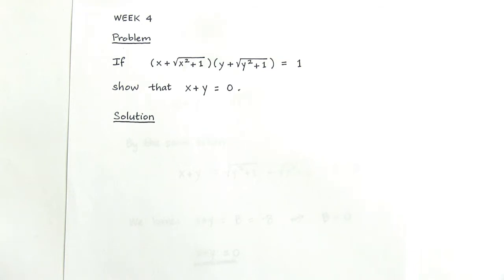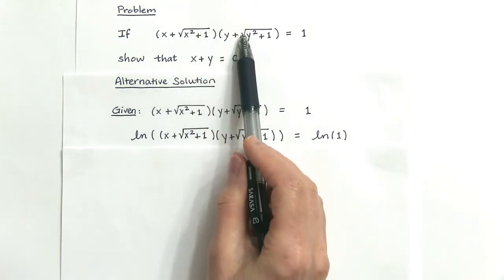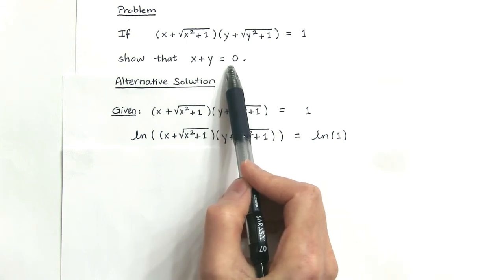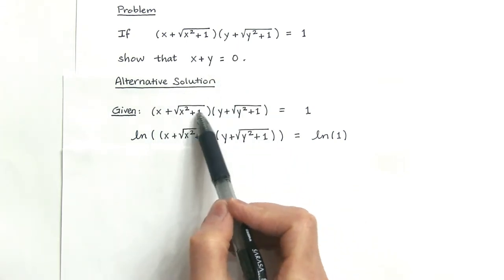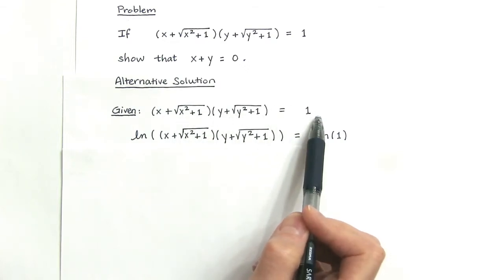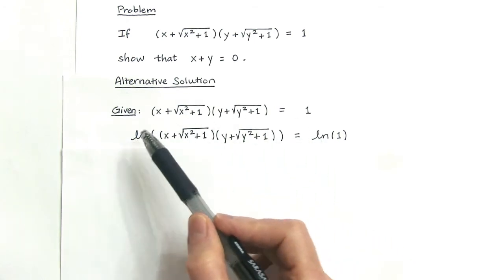As an alternative, we can solve the problem of the week using a different method as follows. So my alternative solution looks like this. We're given that this product is equal to 1. We're trying to prove that x plus y equals 0. So I write down what I'm given, that this product equals 1, and then I take the logarithm of both sides.